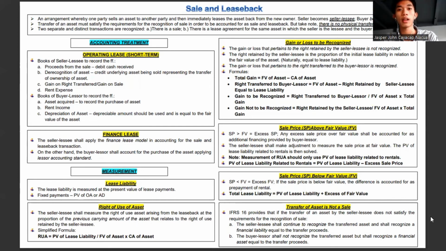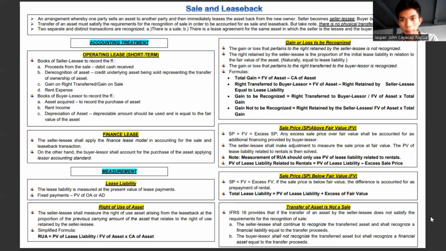We have the gain or loss to be recognized. The gain or loss that pertains to the right retained by the seller-lessee is not recognized. Only the gain or loss that pertains to the right transferred to the buyer-lessor is recognized. And here are the formulas for the total gain, right transferred to the buyer-lessor, gain to be recognized, and gain not to be recognized.